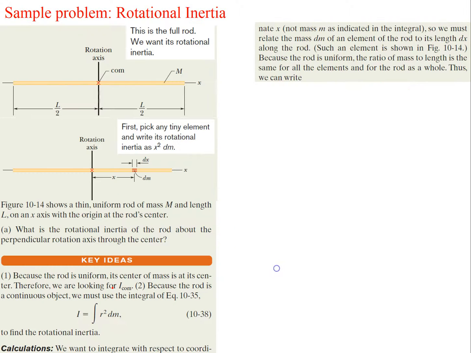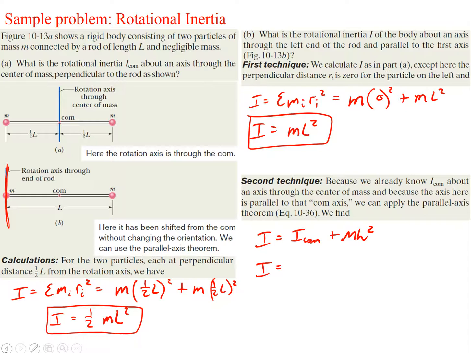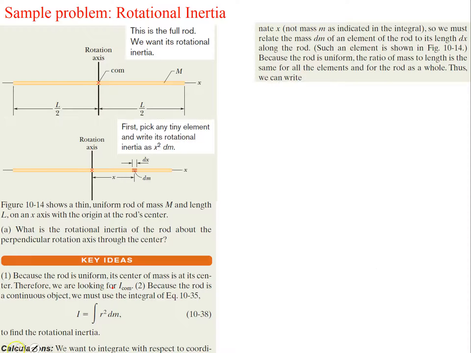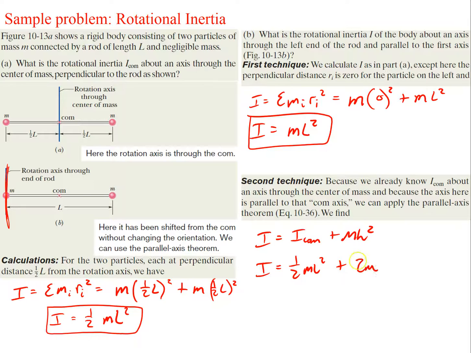So when we do that, our moment of inertia of the center of mass was 1/2 mL squared. And then this is going to be the total mass, which I'll rewrite as 2m times its distance away from the center of mass, which is simply 1/2 L squared. Okay, so we just add these two together, and we get 1/2 mL squared plus 1/2 mL squared, so we get mL squared, which is the same answer as before. So the parallel axis theorem works there as well.